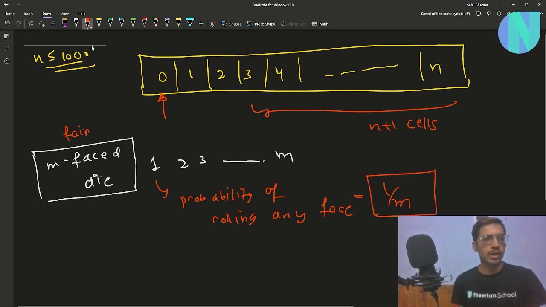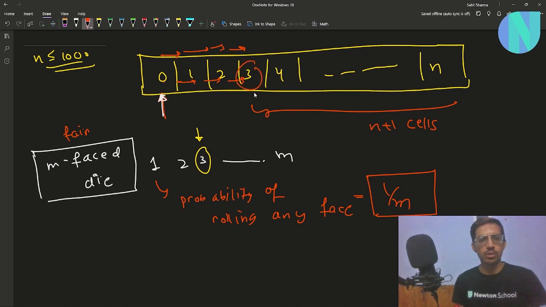So initially we are at the 0th cell. We will roll the die, and whatever number comes up, we will move that many blocks to the right. For example, if I roll the die and let's say number 3 comes up, then I will move 3 cells to the right. So I will move from 0, 1, 2 and 3. So I will land at cell 3. I will keep rolling the die until I reach cell n, right?